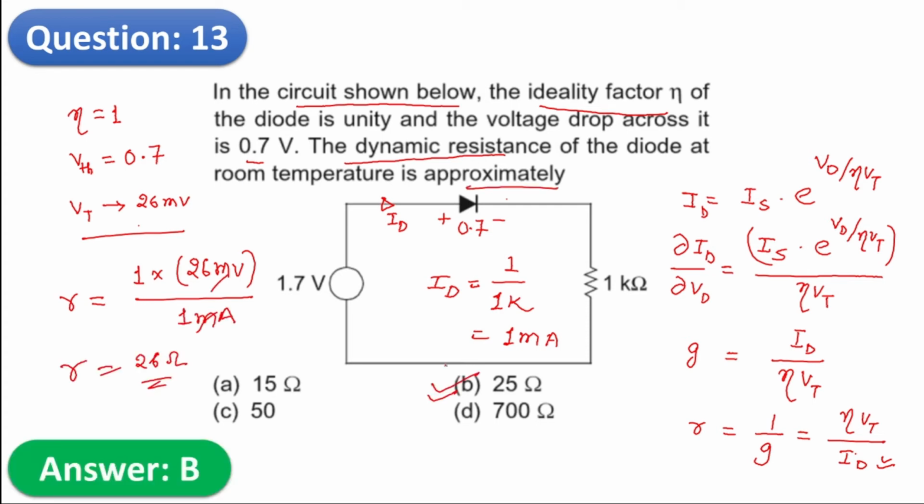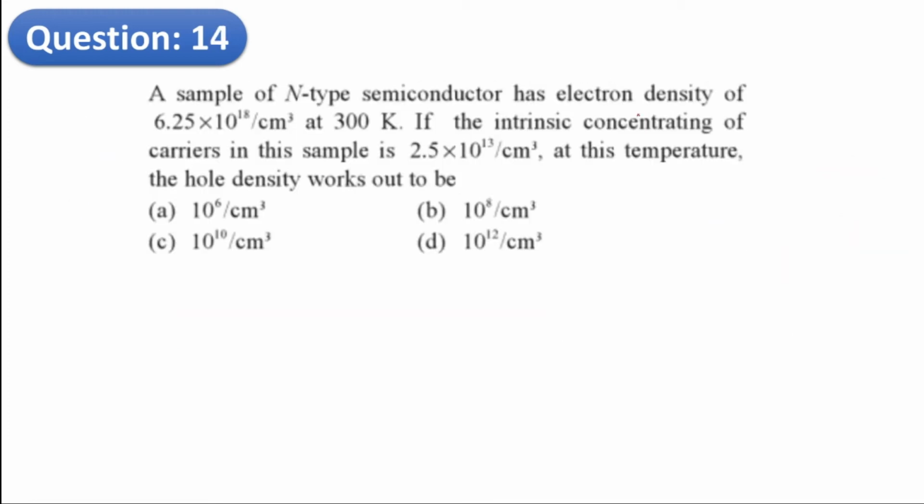Now next, question number 14. The question is, a sample of n-type semiconductor has electron density of 6.25 into 10 to the power 18 per centimeter cube. So for the n-type semiconductor, electron density is given, that is donor concentration. So Nd is equal to 6.25 into 10 to the power 18 per centimeter cube. No problem with this.